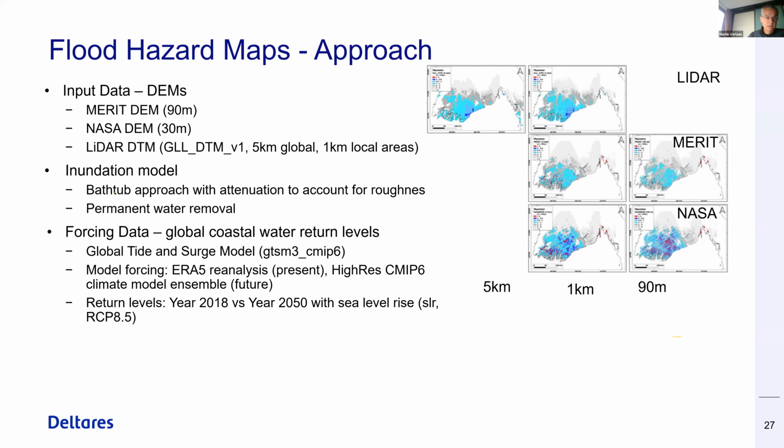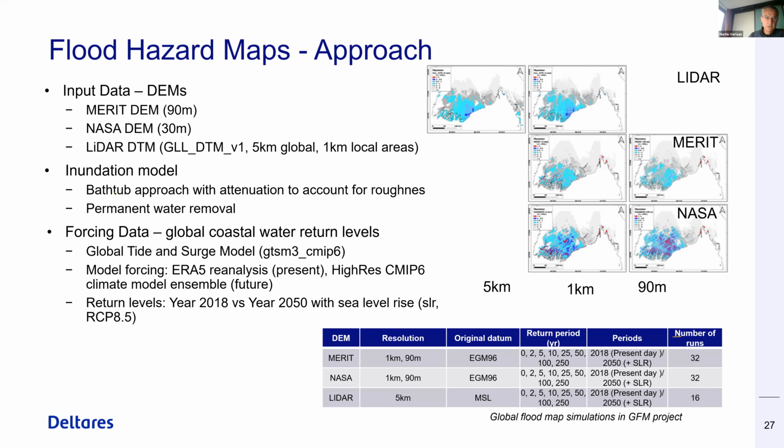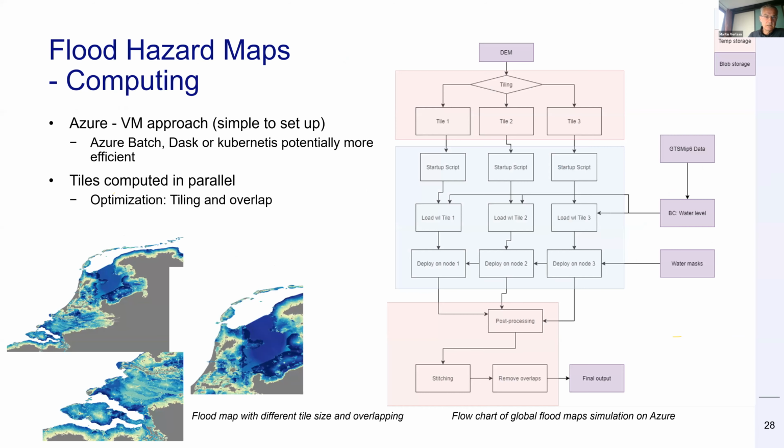The inundation modeling was relatively simple. We're using a bathtub approach with an attenuation factor. We're forcing with the GTSM data, like earlier in this talk. The model was based on ERA5 and CMIP, just like I was presenting in the previous section. And there were two time spans, present day climate and future climate based on the RCP 8.5 scenario. That results in a lot of combinations, and all these flood maps have been computed and made available.